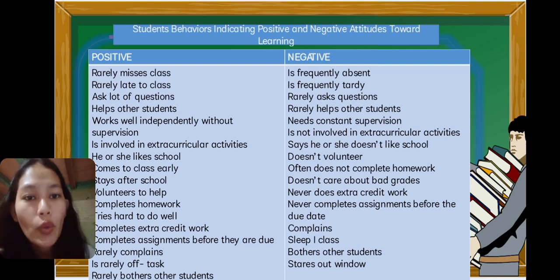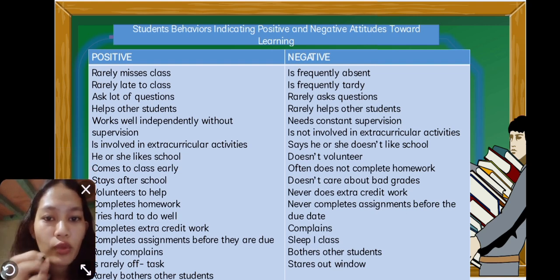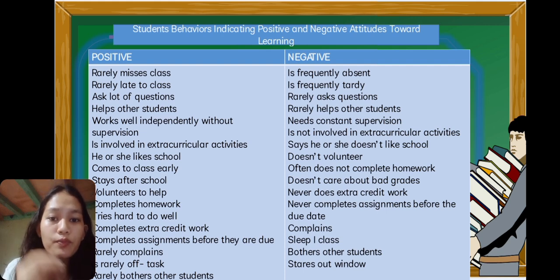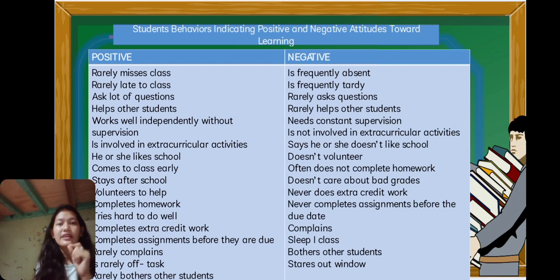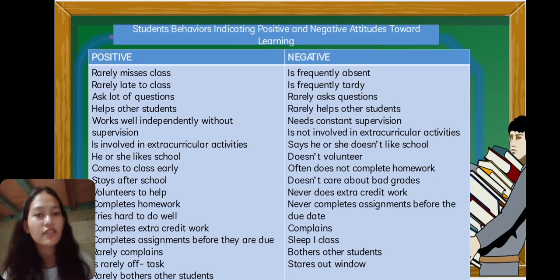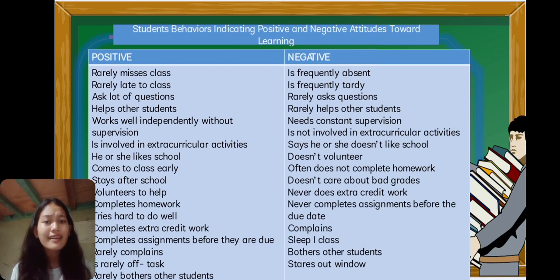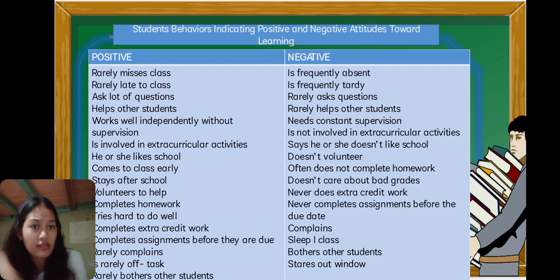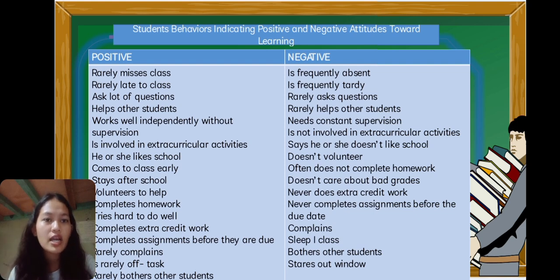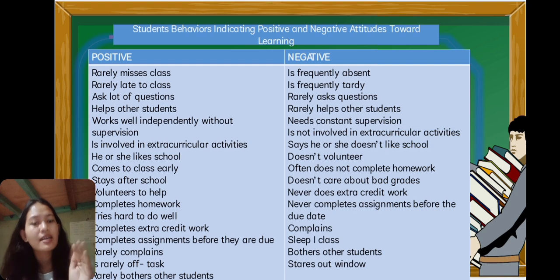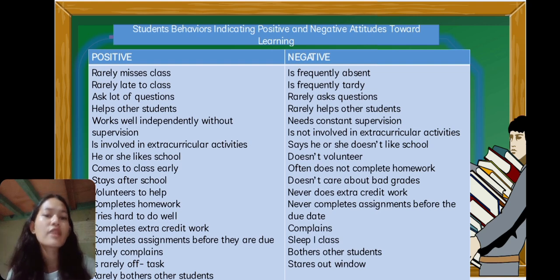I'm not going to isa-isahin basahin ito because it will really consume a lot of time. Again, rarely misses class is under the positive and frequently absent is under the negative. Rarely late to class is under the positive, and frequently tardy is under the negative, and so on and so forth. You can take a screenshot, everyone, so that you can have a copy. I'm not going to say it na isa-isahin siya.